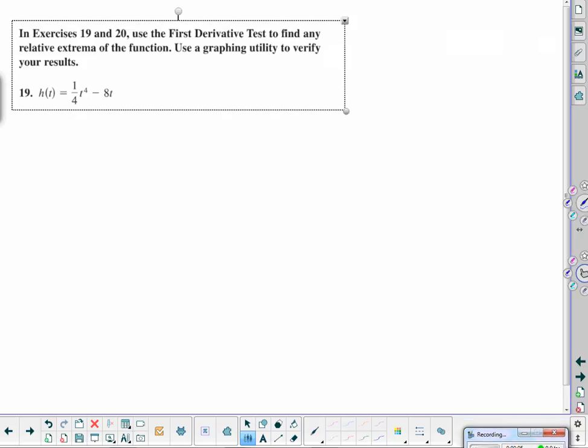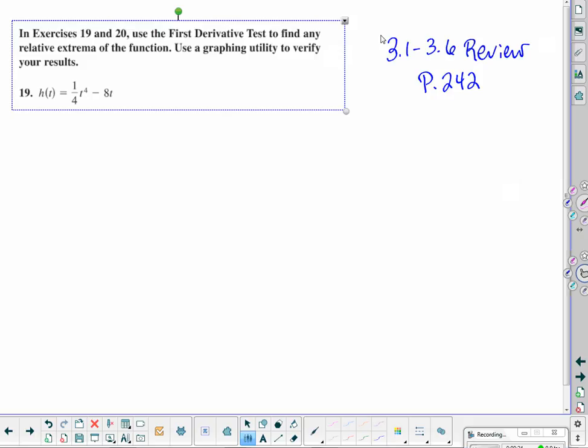Okay, this is a continuation of the 3.1 to 3.6 review lesson from the textbook, taken from page 242. All right, this first problem is not going to be too bad. We're looking for relative extrema using the first derivative test.